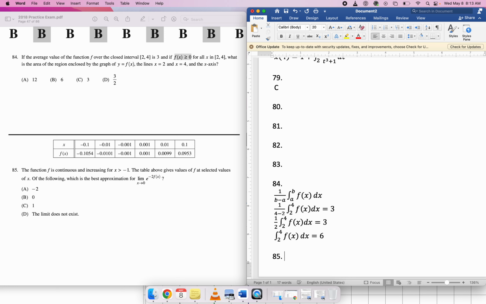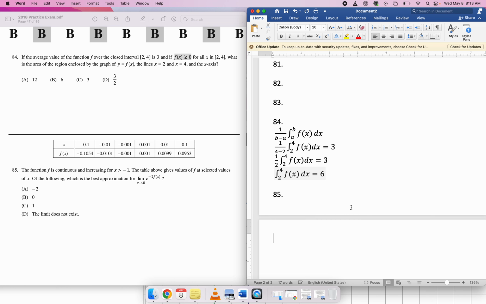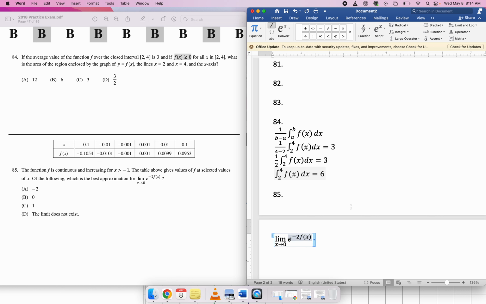I have to say, I don't think I've ever seen a problem quite like this. So what is this asking me for? It's asking for an approximation of this limit, right? The limit as x approaches 0 of e to the -2 f of x. Ideally you'd plug in 0, but you don't know what f of 0 is exactly.